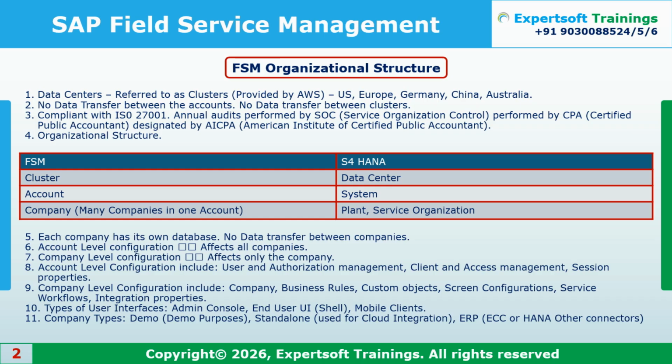There is no data transfer between the databases, no data transfer between accounts, and no data transfer between clusters as well. Any account level configuration affects all companies. Any company level configuration will affect only the company. All the account level configuration includes the events, reports, user authorization management, access session properties. Company level configuration includes all the company related information, business rules, extreme configurations, and everything.